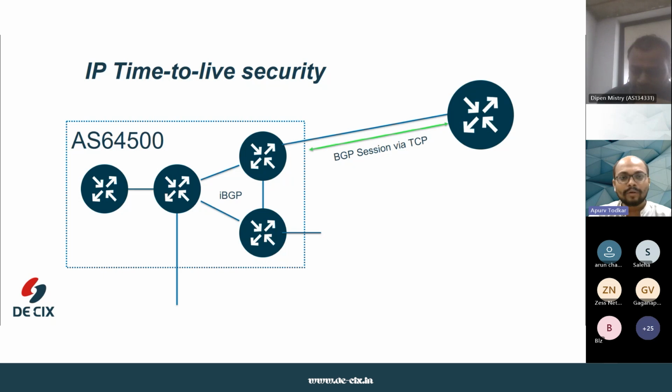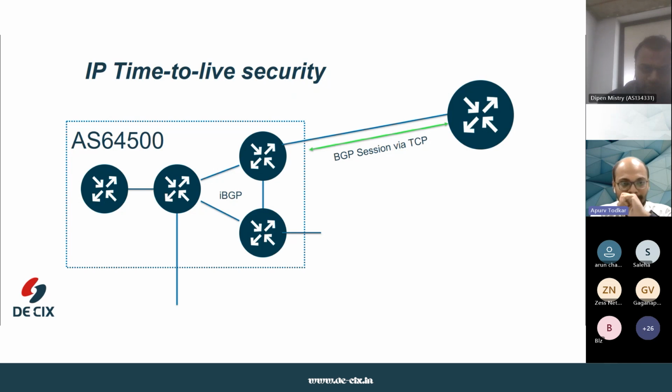BGP operates over TCP, and a common way to limit how far BGP packets can travel is by setting the TTL value to 1. This means the packet will only travel to your immediate neighbor. However, it is even possible for someone to craft a packet with a TTL of exactly 1 when it reaches the destination, so it can potentially cause a session reset. While this isn't common in everyday use, it's still not impossible.